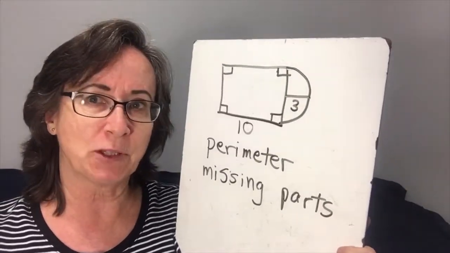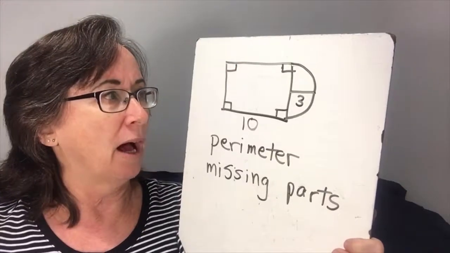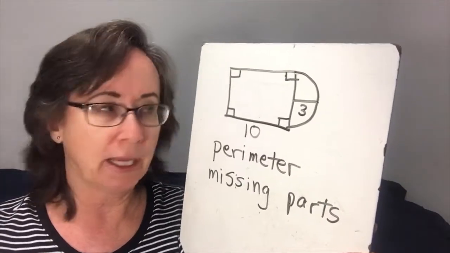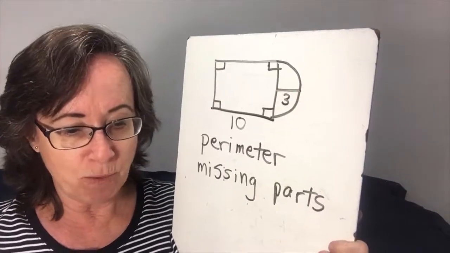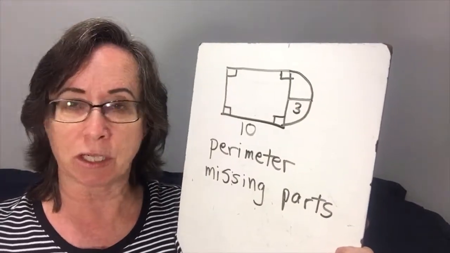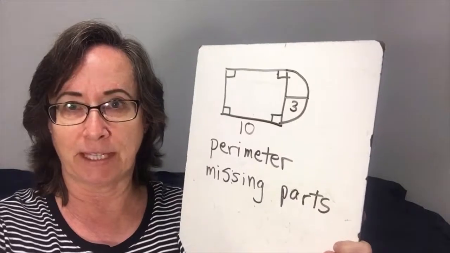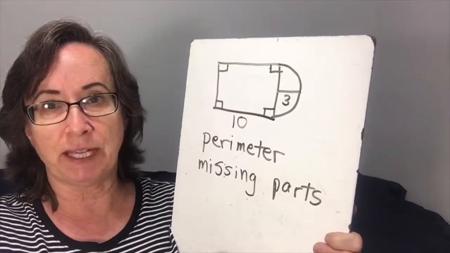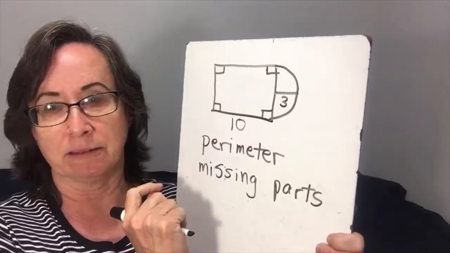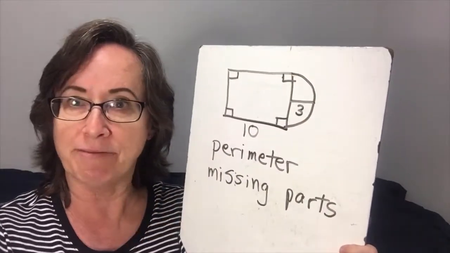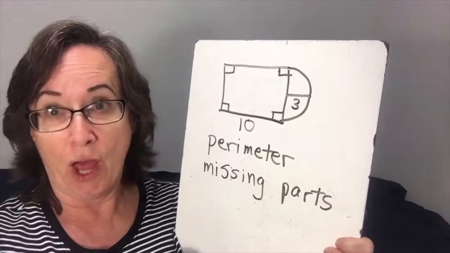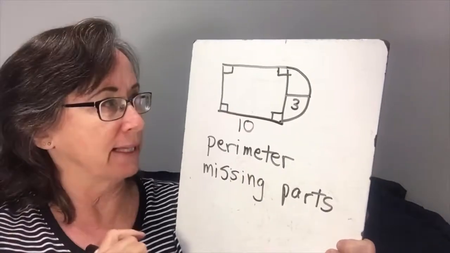So now that we've learned about how to find a perimeter, and we've learned about how to find a circumference, now we're going to find the perimeter of this figure. Now notice that this figure is made up of a rectangle and a semicircle. A semicircle is a half of a circle. So let's think about this a minute.